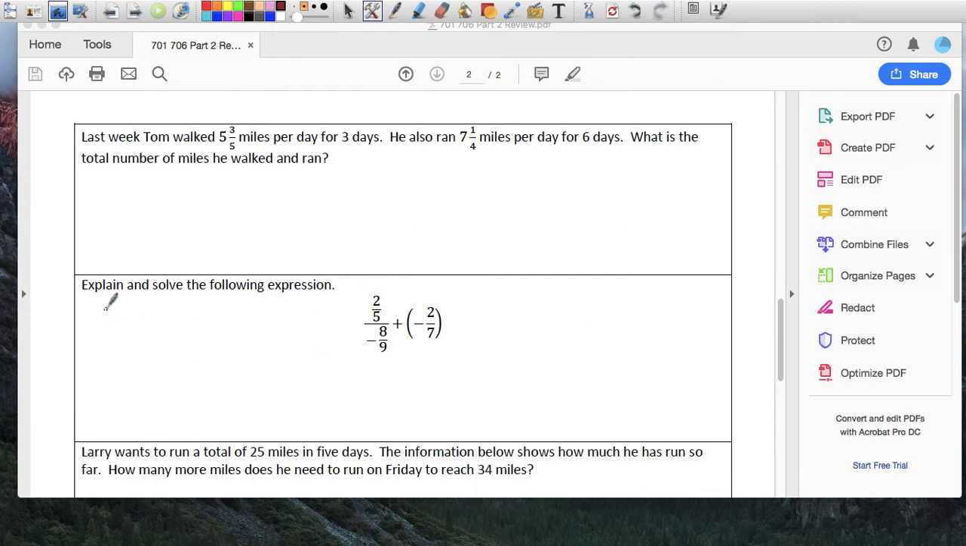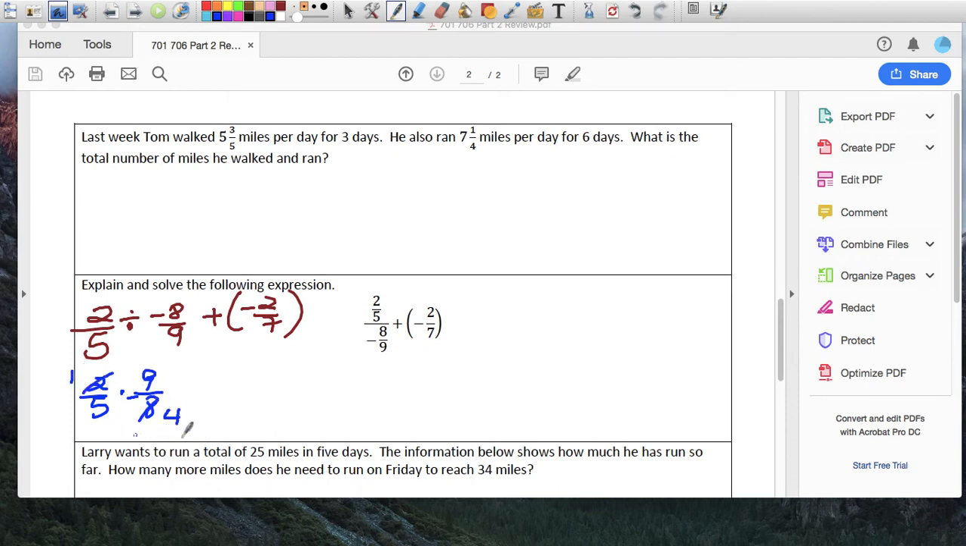Second one, again, it's easier if you solve it and then explain it. So we're going to divide this by negative 8 over 9, and then we're going to add negative 2/7. So let's take care of our division first by multiplying by its reciprocal. So it's 2/5 times 9 over 8, negative. Simplify, that becomes a 1. 8 divided by 2 is 4. So now we're going to have negative 9 over 20, our division, which we're going to add to negative 2 over 7.